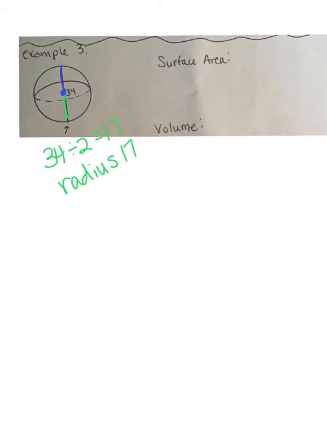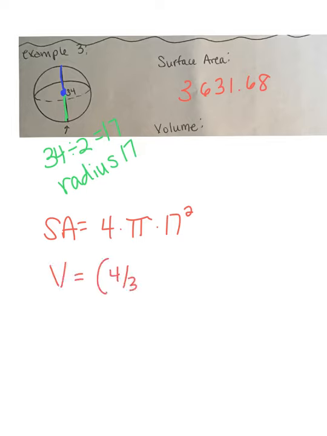Okay, so now that I do that, I can go on and find out my surface area. So I'm going to do 4 times pi times 17 squared, and that will give me 3,631.68. Then to find my volume, I'm going to do 4/3 times pi times my radius to the third power this time. And when I push that in the calculator, I should get 20,579.52.